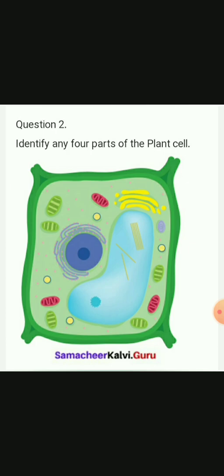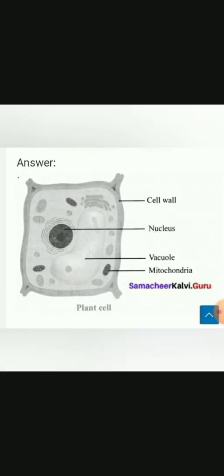Question number 2, identify any four parts of the plant cell. You mark the parts in the cell, children. This is the plant cell. What are the parts present in the plant cell? See the diagram.